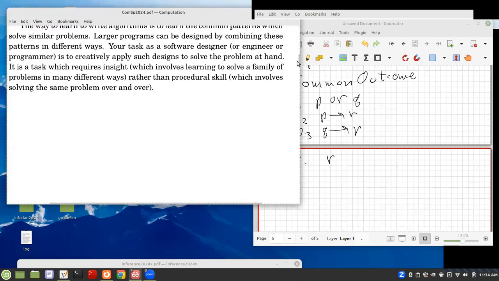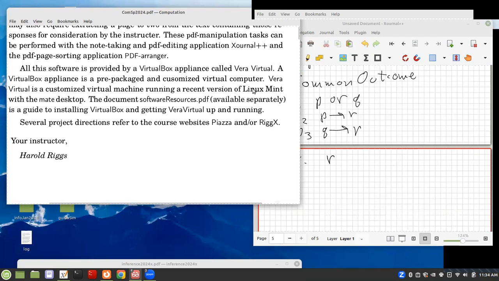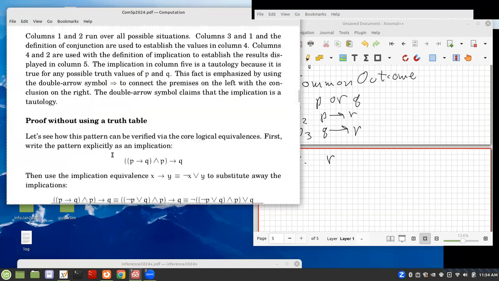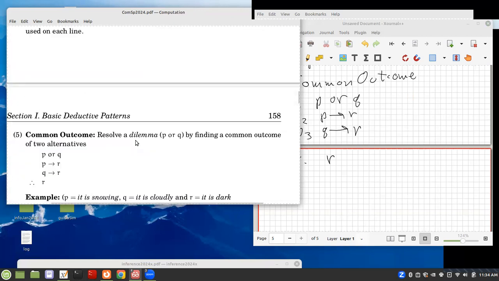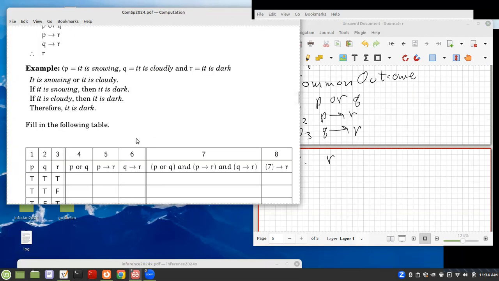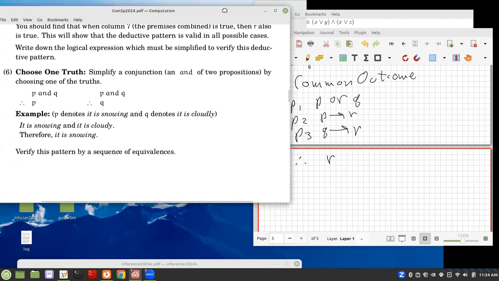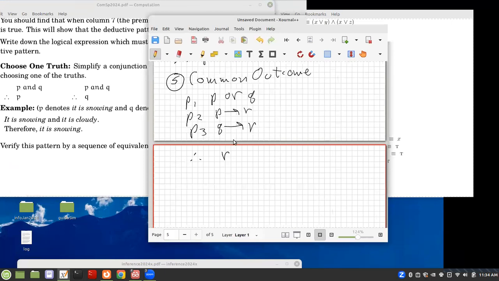I lost a little bit of my place here. Let me go back and find that in the table of contents. There was a little bit of a tussle between the graphics tablet pen and my mouse. Common outcome. Okay. There's the truth table. And we can come back to the next.